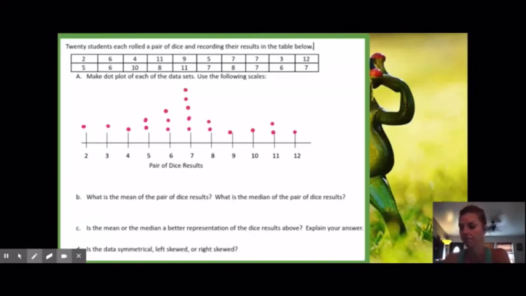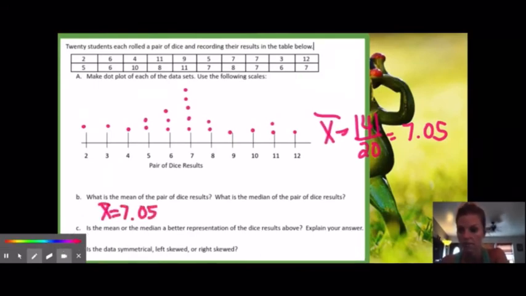So let's add it up. Again, I'm just going across horizontally. So 2 plus 6 plus 4 plus 11 plus 9, 5. The biggest trick with this is not mistyping a number and not missing one, which is sometimes what I do. Okay, so for my mean, I got my numerator 141 when I added them. They told us there's 20 students, so I'm going to divide it by 20. And I got 7.05. So that was the average roll, 7.05.